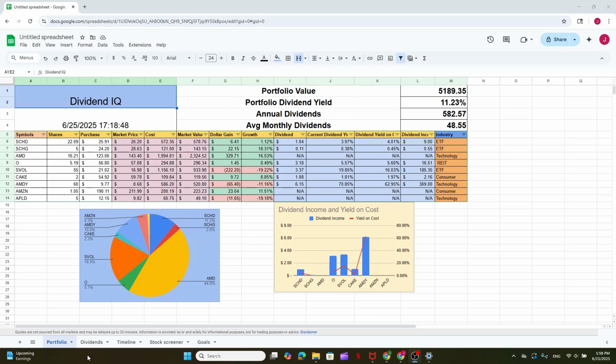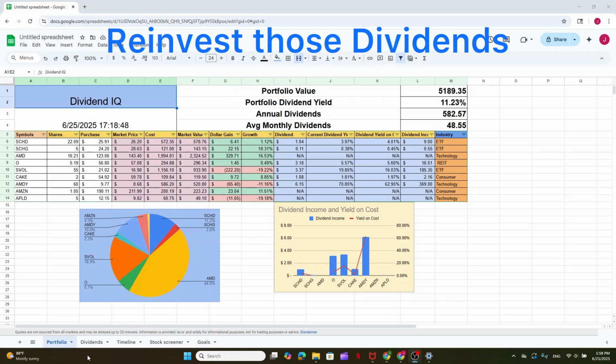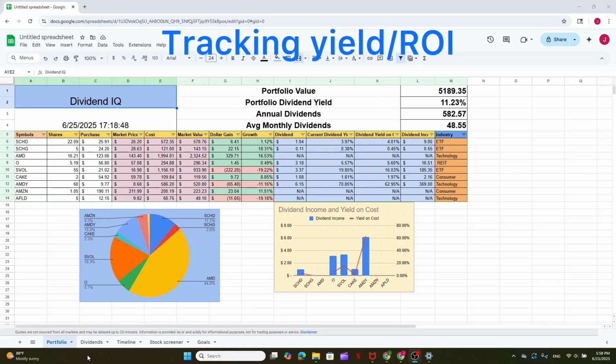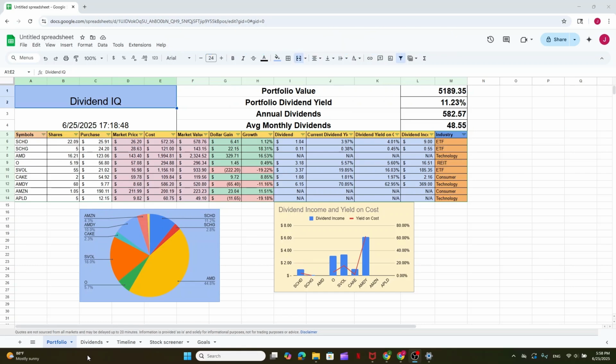Some pro tips for dividend investors, just to get the most out of your dividend investments. One is to reinvest your dividends using DRIP, also known as the Dividend Reinvestment Plan, as well as tracking your dividend yield. It shows up as ROI, as in return on investment per share.